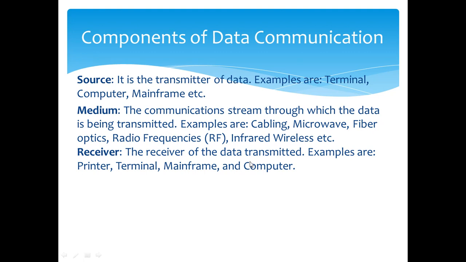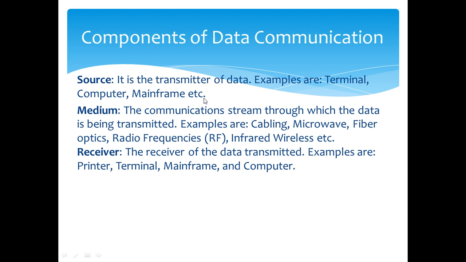Let's go straight to the components of data communication. They are usually five, but let's get started with the first one. The first one is the source, which is the transmitter of data. For example, terminals, computers, or mainframes.